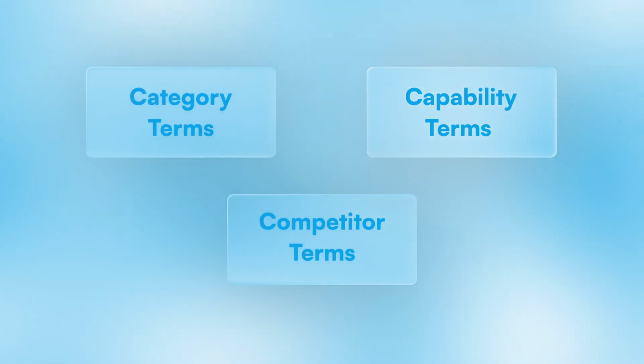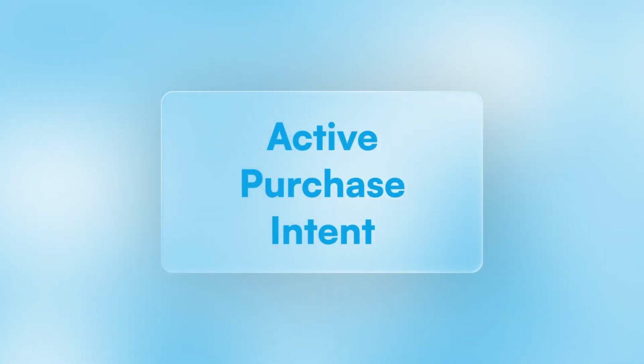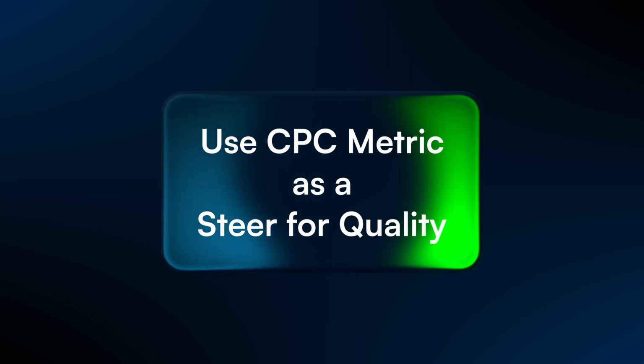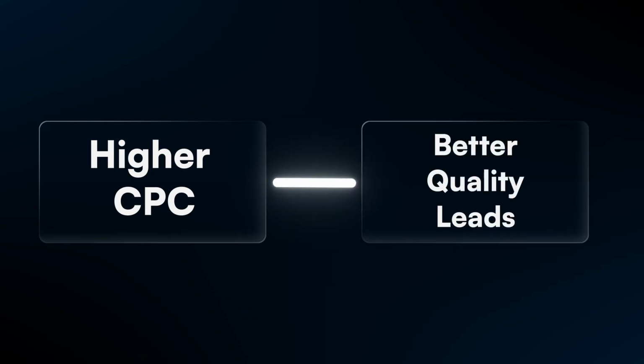The reason why we use these three keyword teams for most of our B2B clients is because there's actual purchase intent behind them. And we see that reflected in the CRM system with how many of these leads actually become sales qualified. A small tip is to use the cost per click metric as a steer for quality. The higher the cost per click, you can expect a better quality lead.